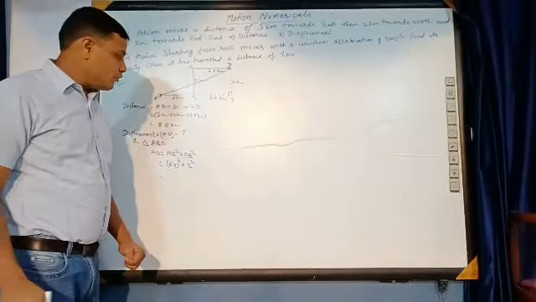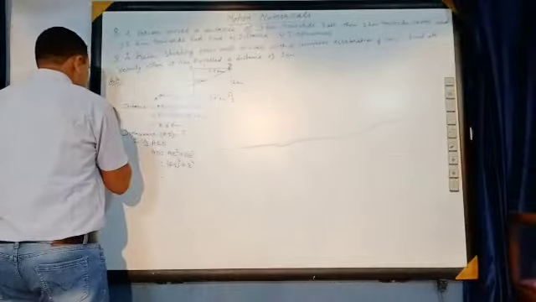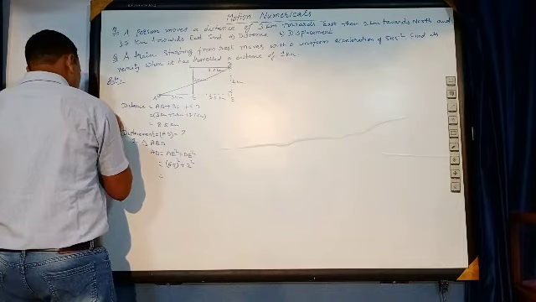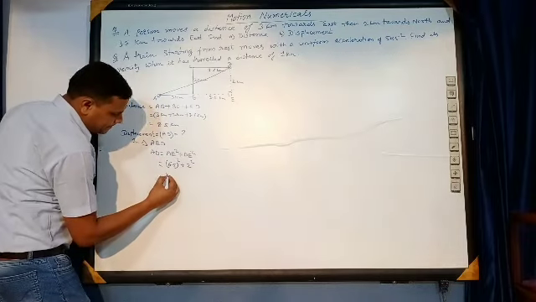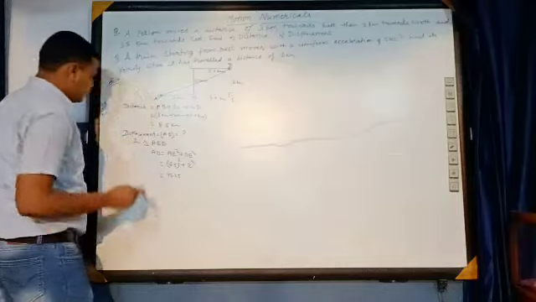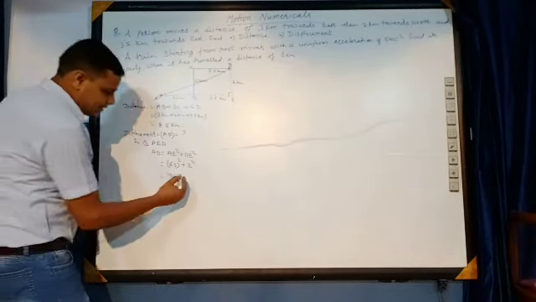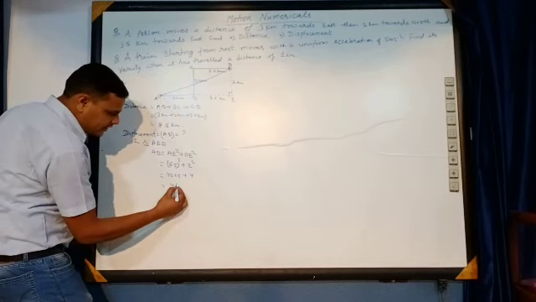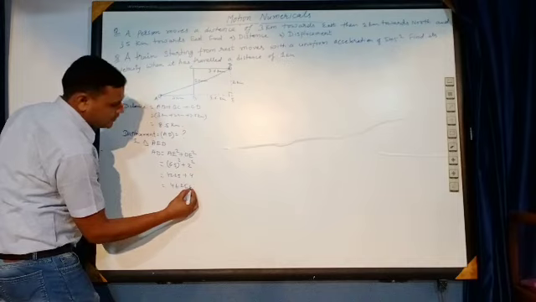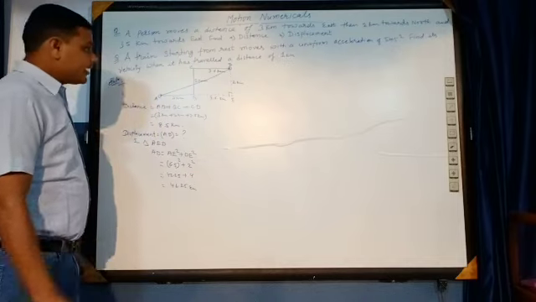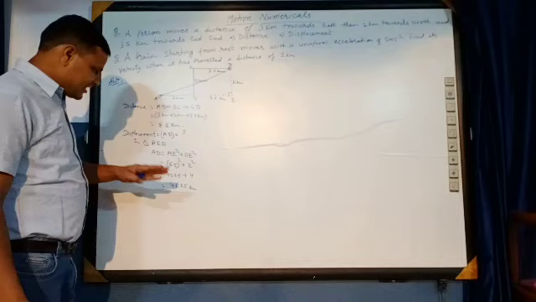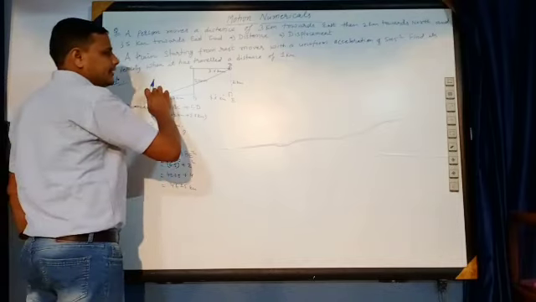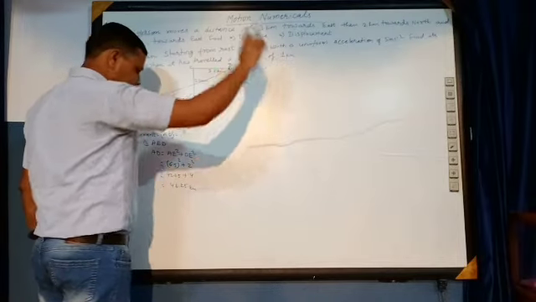What is the value of 6.5 square? The value of 6.5 square is 42.25. 42.25 plus the value of 2 square, that is 4. Total 46.25 kilometer. It will be the displacement, the displacement A to D.